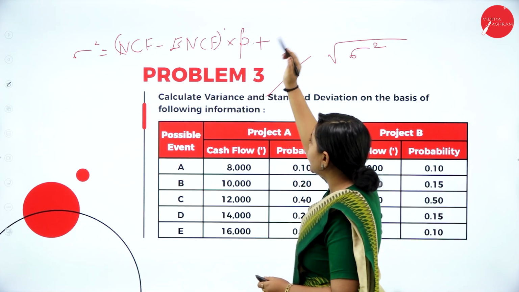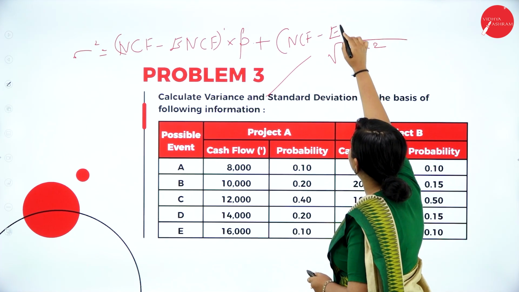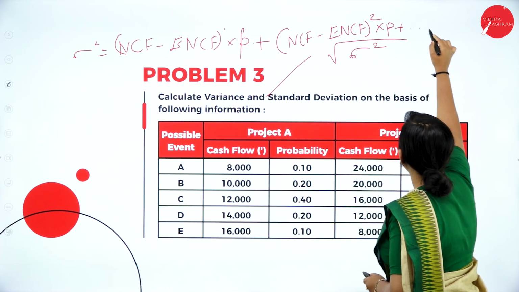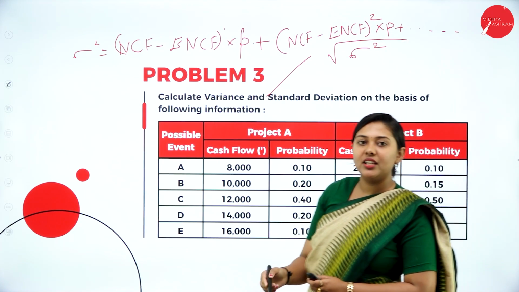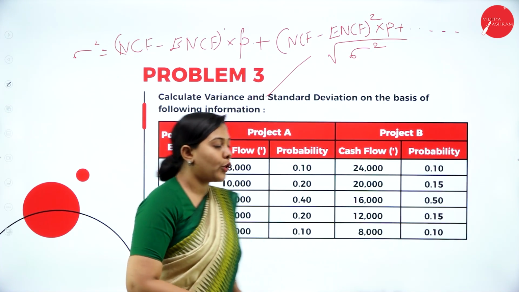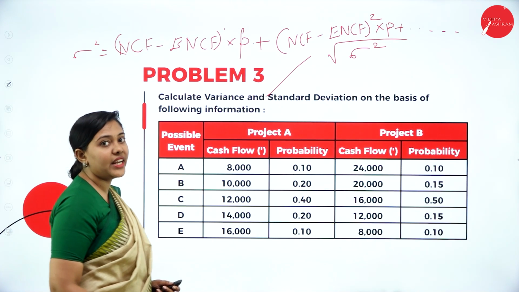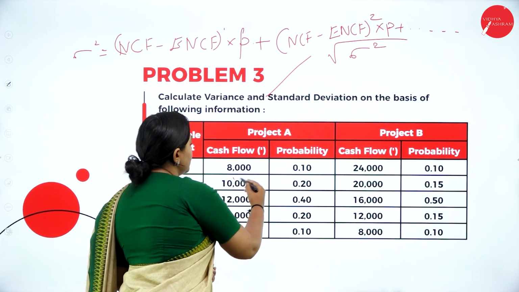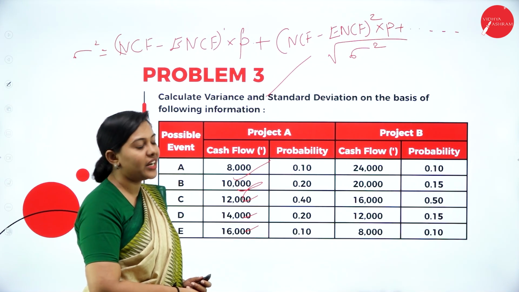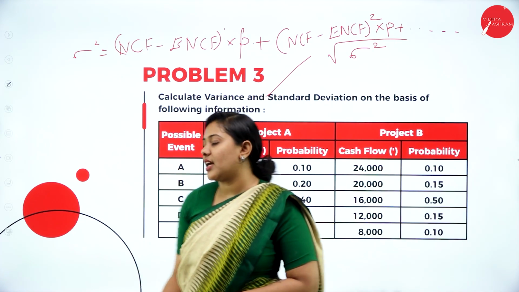For the second year, the net cash flow minus the expected net cash flow for the second year, into the probability. It goes on. So this is the formula of variance and standard deviation. Project A and Project B are given. Possible events A, B, C, D, E are given. We have the cash flow for all the possible events and the probability assigned. For Project B, the cash flow and the probabilities are assigned.